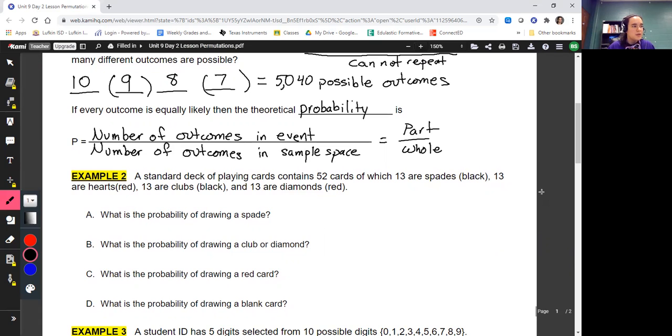So the first one, we want to find the probability of drawing a spade. So our number of spades is 13 over our total number of cards, which is 52. Now, you do need to make sure you reduce fractions. So can we reduce 13 52nds? If you don't know off the top of your head, use your calculator to see if it reduces. It does. It reduces to 1/4.